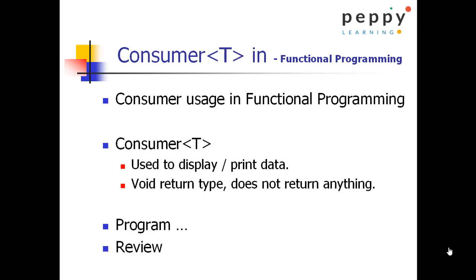In this video, you are going to learn about one of the built-in functional interfaces named Consumer, and its uses in functional programming. Consumer is one of the core built-in functional interfaces in Java 8. Consumer accepts a parameter and doesn't return any value. It is used to display or print data. It doesn't return anything. Let us see a program and review it again.